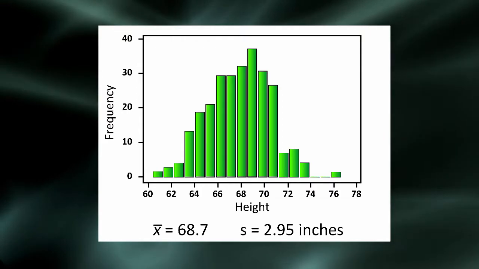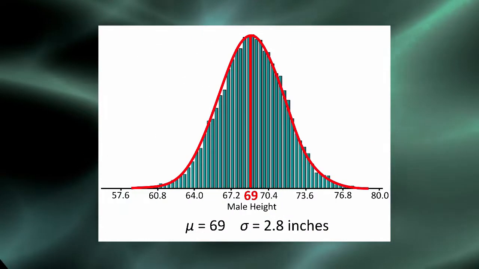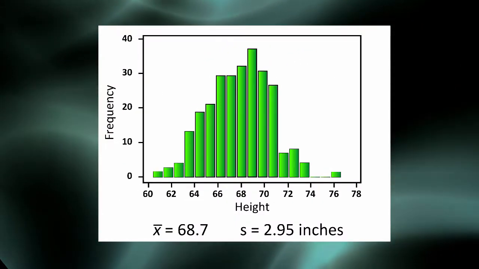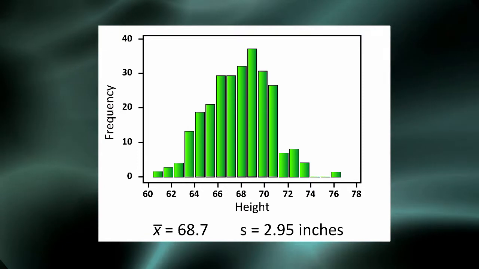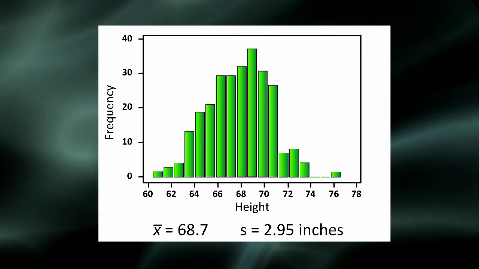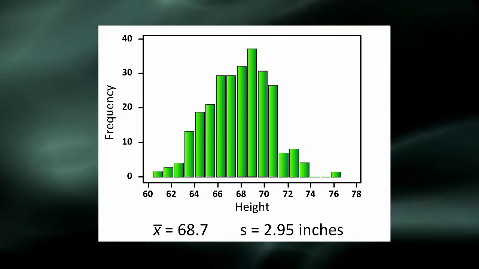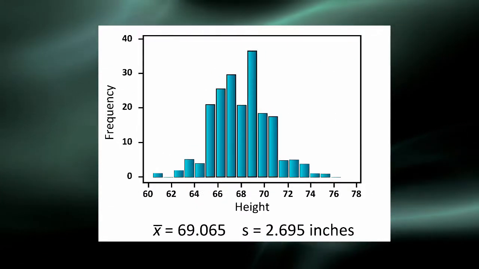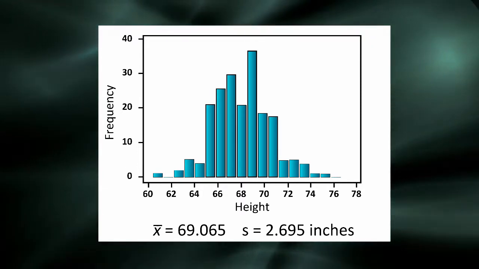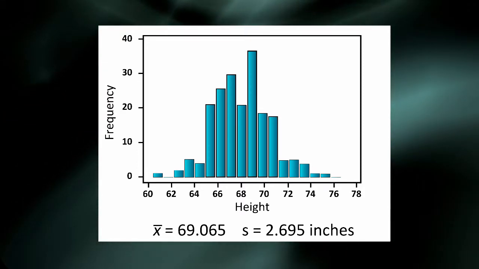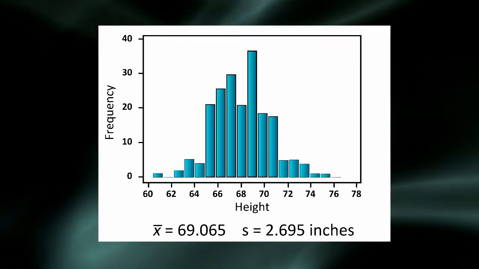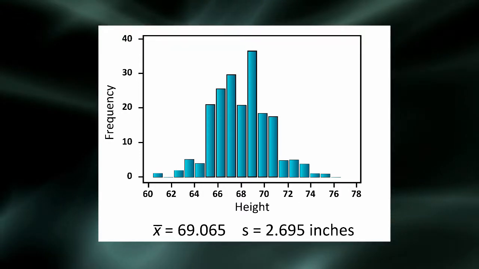Again, note that the sample results are slightly different from the population results. The histogram we created for the first sample resembles the normal distribution of the population. However, the sample mean and standard deviation is slightly different from the population mean and standard deviation. Let's take another sample of 200 males, displayed here in sample 2. The sample mean is 69.065 inches, and the sample standard deviation is 2.659 inches. This example again demonstrates sampling variability.